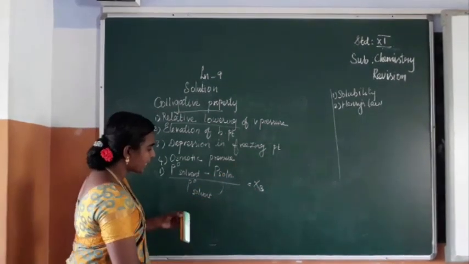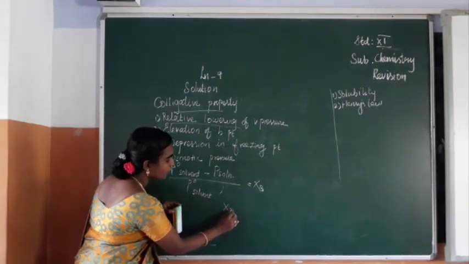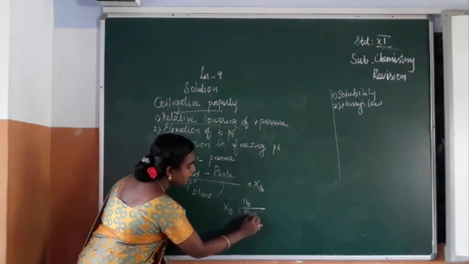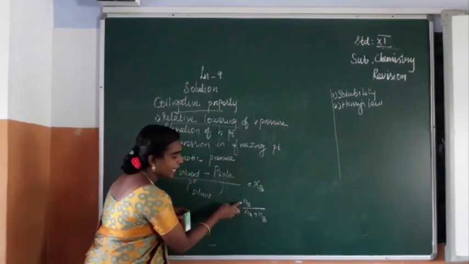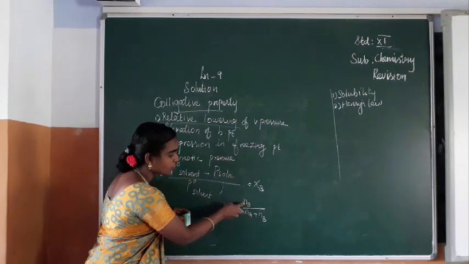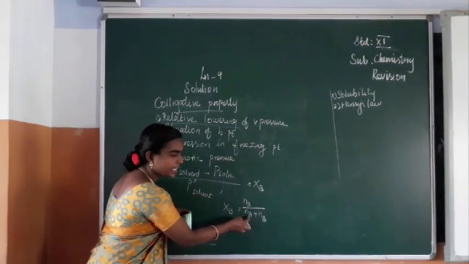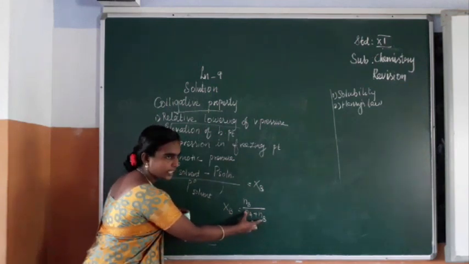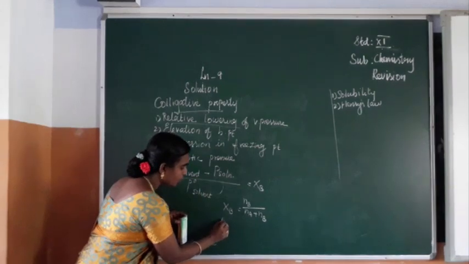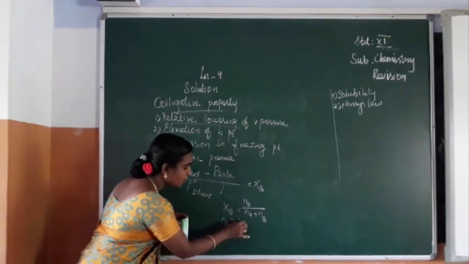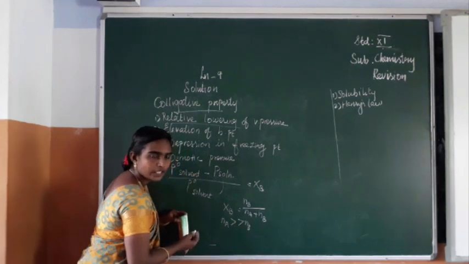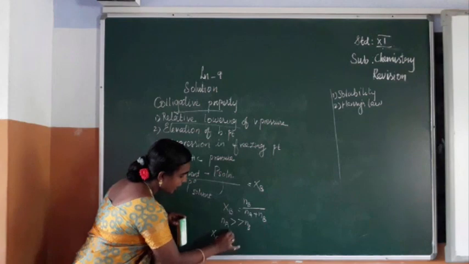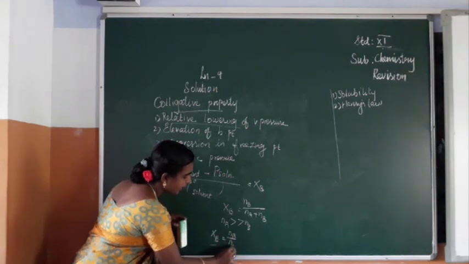This XB, the mole fraction of any solute, can be written as NB divided by NA plus NB. Here NB is the number of moles of solute, and NA is the number of moles of solvent, so the total number of moles is given here. But in the case of a dilute solution, NA is much greater than NB. Okay, so we can neglect this term. So XB becomes NB divided by NA.